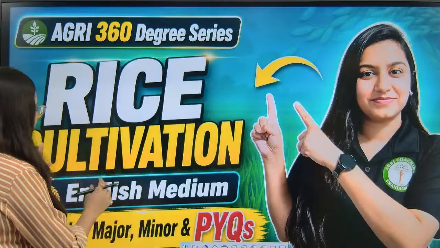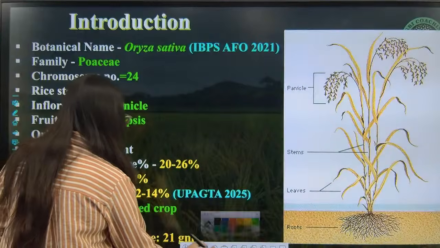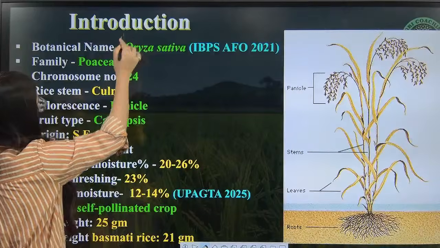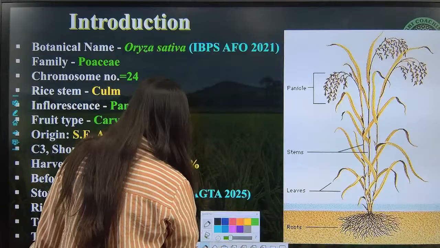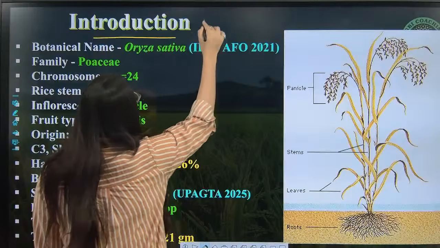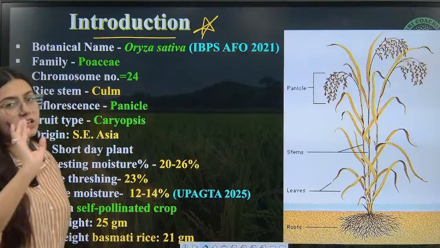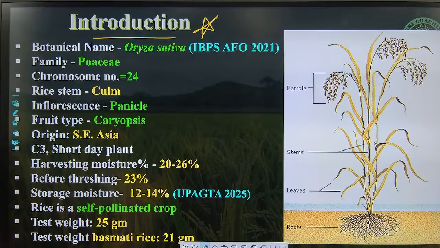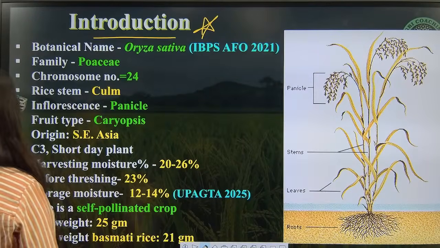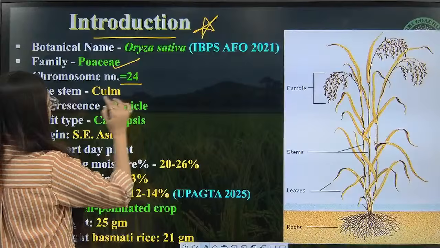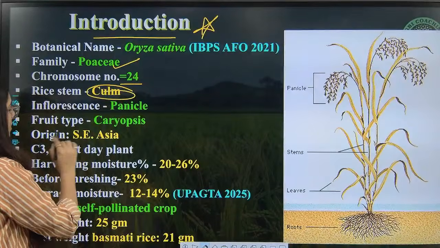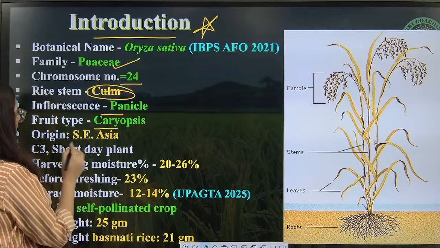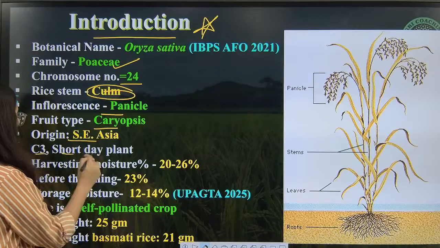Okay, so now let's start with the very first concept part. Introduction. See, the introduction part of each and every crop is definitely very important. What is the scientific name of your paddy? Oryza sativa. It was asked in 2021. Family is Poaceae. Chromosome number is 21. Rice stem is known as culm, and inflorescence is known as panicle. Fruit type is known as Caryopsis. Origin is Southeast Asia. It is a C3 short day plant.